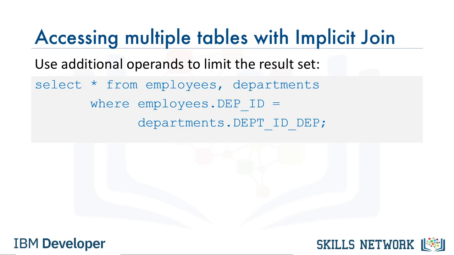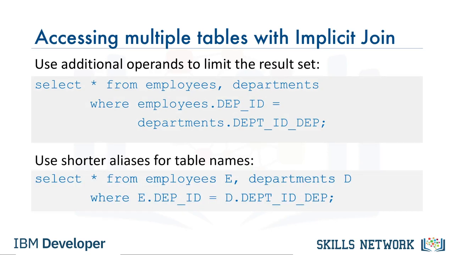Since the table names can sometimes be long, we can use shorter aliases for table names as shown here. Select star from Employees E, Departments D where E.department ID equals D.department ID. Here we define the alias E for the Employees table and D for the Departments table, and then use these aliases in the where clause.